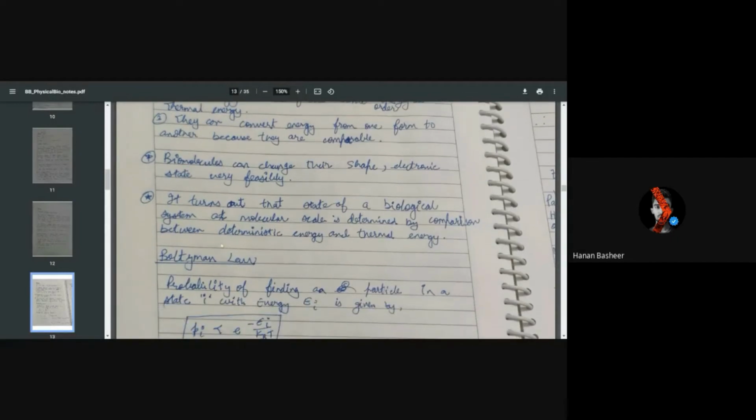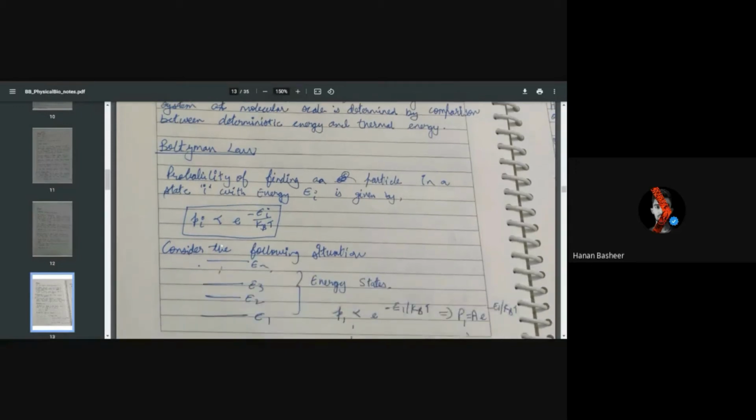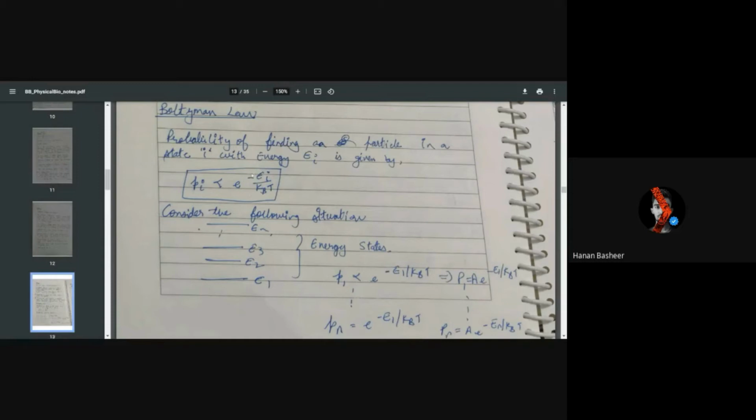It turns out that the state of a biological system at a molecular scale is determined by comparison between deterministic energy and thermal energy. So the deterministic energy and thermal energy are compared at the small biological level. Boltzmann law. The Boltzmann law states that the probability of finding a particle in a state i with energy Ei is given by Pi directly proportional to e to the power minus Ei by kBT. So if you plug in the values of the ith energy state into this, we will find that the probability of finding a particle in this state is proportional to this value.